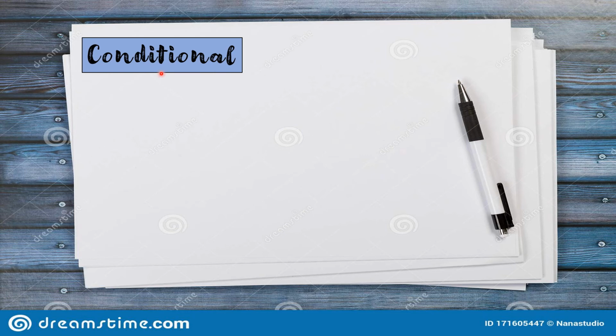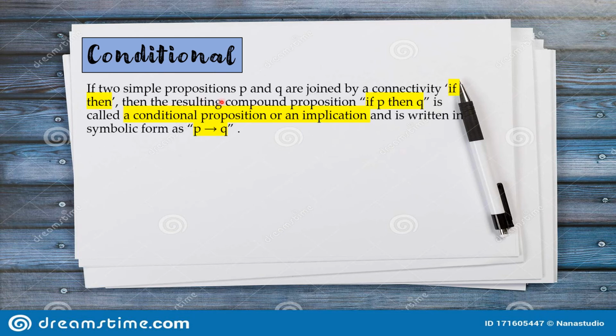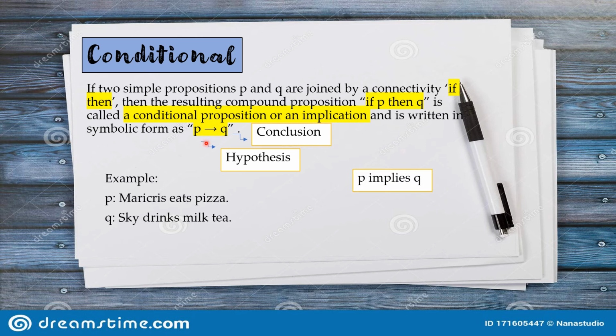Next, let us have conditional. If two simple propositions P and Q are joined by the connective if then, the resulting compound proposition if P then Q is called a conditional proposition or an implication, and it is written in symbolic form as if P then Q, where P is your hypothesis and Q is your conclusion. It is also read as P implies Q.